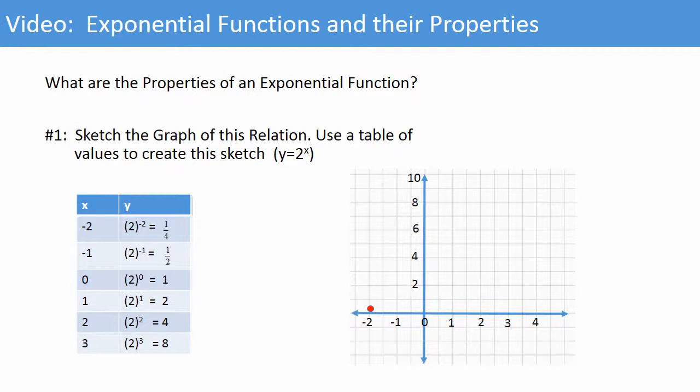So at -2 and 1/4, we're going to put a dot. At -1 and 1/2, a dot. At 0 and 1, a dot. At 1 and 2, a dot. At 2 and 4, a dot. And at 3 and 8, a dot. We're going to add the label y equals 2^x to the top of the graph.